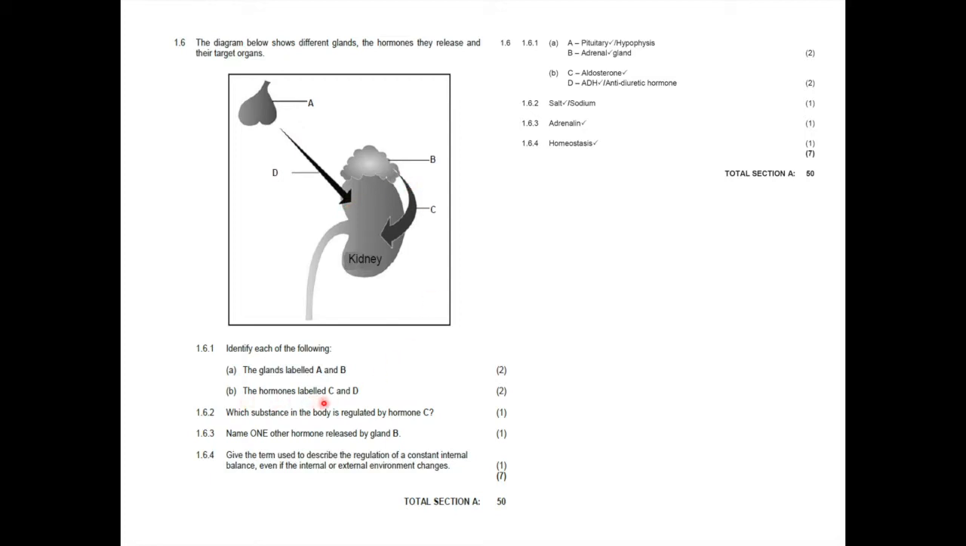B. Name the hormones labeled C and D. C, produced by the adrenal gland, has an effect on the kidney, aldosterone, and D, produced by the pituitary gland, has an effect on the kidney, and that's ADH or antidiuretic hormone. 1.6.2. Which substance in the body is regulated by hormone C? Which substance does aldosterone regulate? Sodium or salt. 1.6.3. Name one other hormone released by gland B, and that is adrenaline. And 1.6.4. Give the term used to describe the regulation of a constant internal balance, even if the internal or external environment changes. That we know is homeostasis.